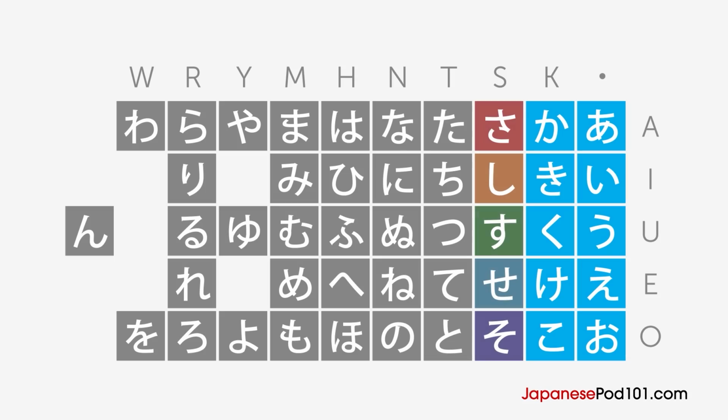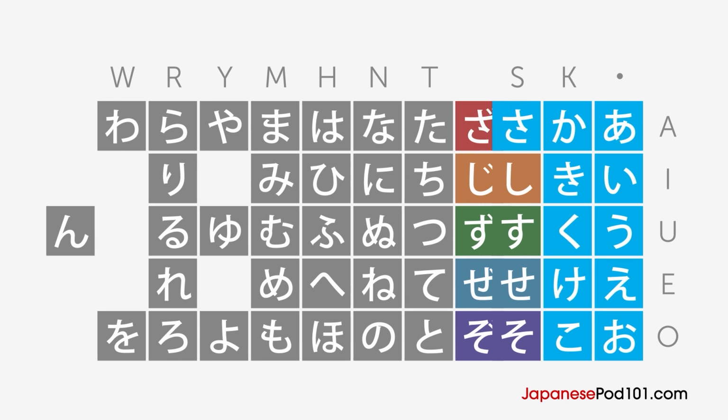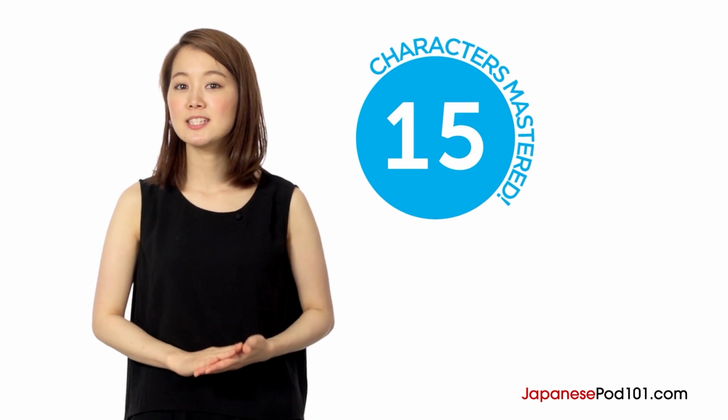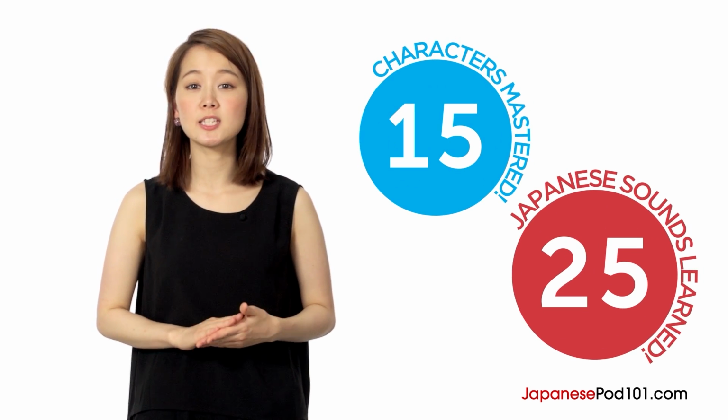Okay, let's wrap up this lesson by recapping what you've learned. In this lesson, you learned sa and za, shi and ji, su and zu, se and ze, and so and zo. よくできました。You've now mastered 15 characters and 25 Japanese syllable sounds.